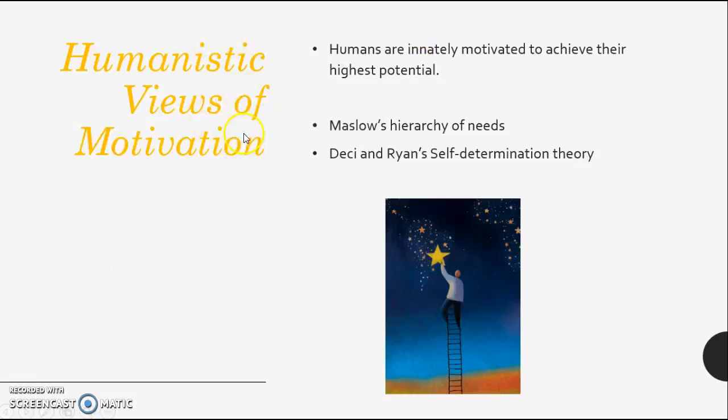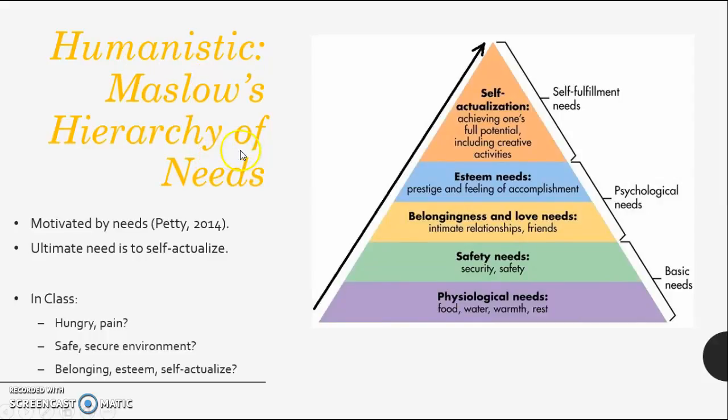And humanistic views have this belief that humans are innately motivated to achieve their highest potential. This is within them. So two different humanistic theories are Maslow's hierarchy of needs and the self-determination theory. Maslow's hierarchy of needs asserts that we are motivated by different needs, that we have this ultimate need to be able to self-actualize. But before we can self-actualize, before we can be the best that we could ever be, we have to satisfy these other needs, these physiological needs, safety needs, and such.